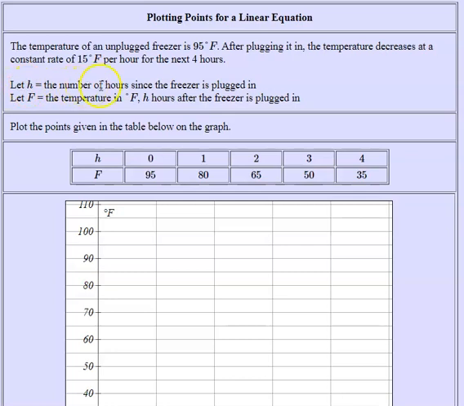Let H equal the number of hours since the freezer is plugged in. And let capital F equal the temperature in degrees Fahrenheit H hours after the freezer is plugged in. Plot the points given in the table below on the graph. So here we're given the context for the linear equation. We aren't given exactly the linear equation, but we're just given a few points. And we want to start by learning how to plot points in what we call the Cartesian plane.